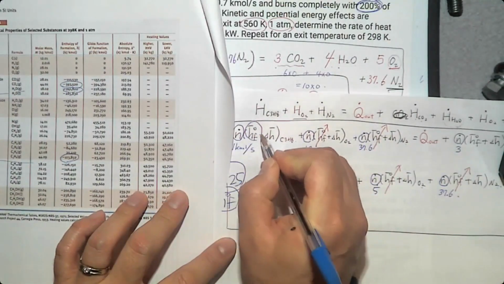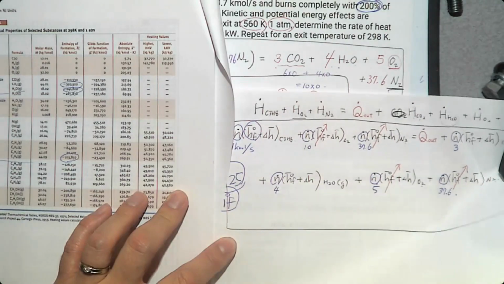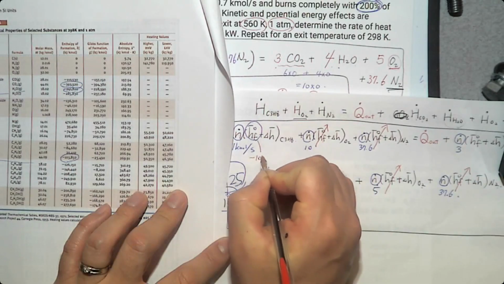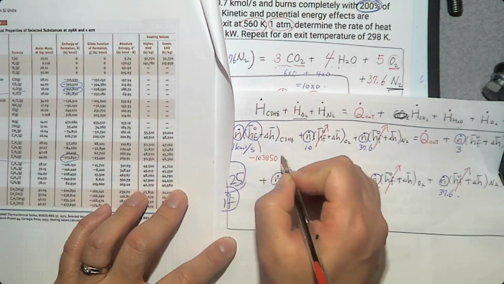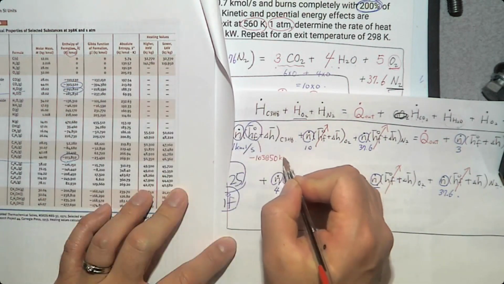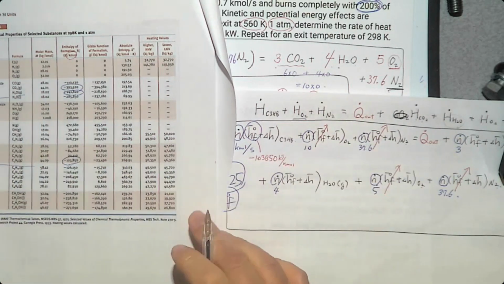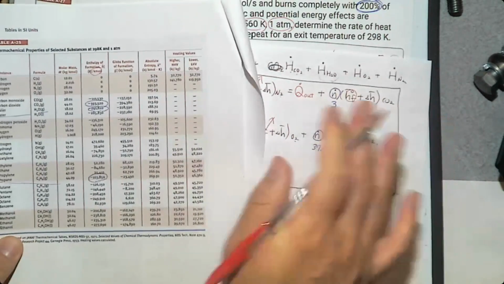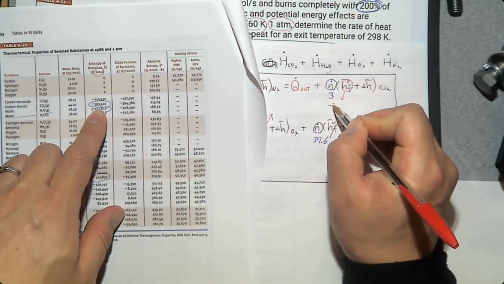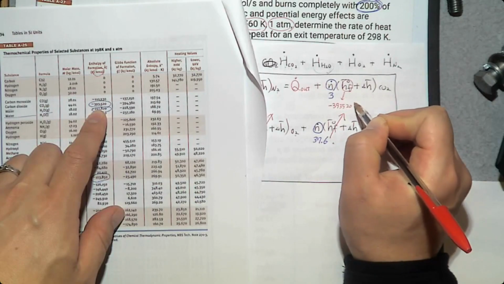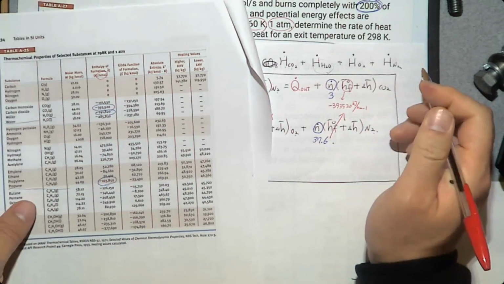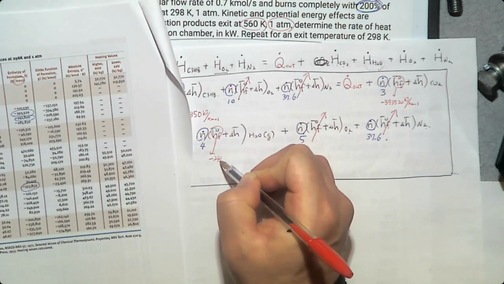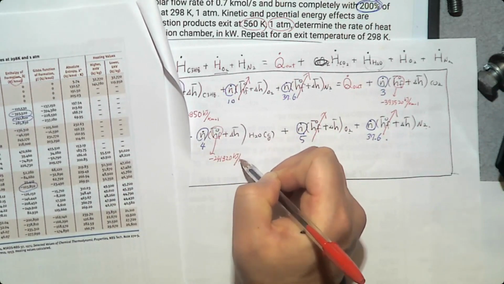Propane first. The enthalpy of formation is minus 103,850. What is the unit? Kilojoule per kilomole. What about carbon dioxide? This one, minus 393,521 kilojoule per kilomole. And water vapor, this one, minus 241,820 kilojoule per kilomole.